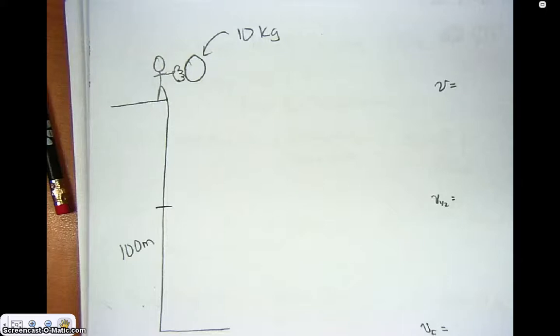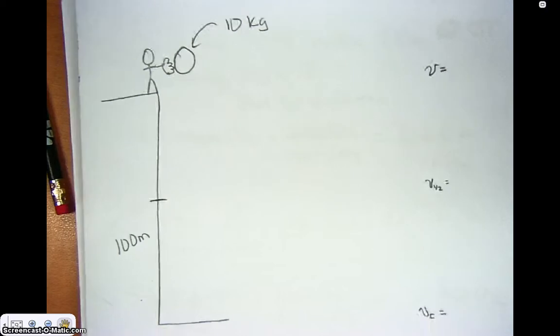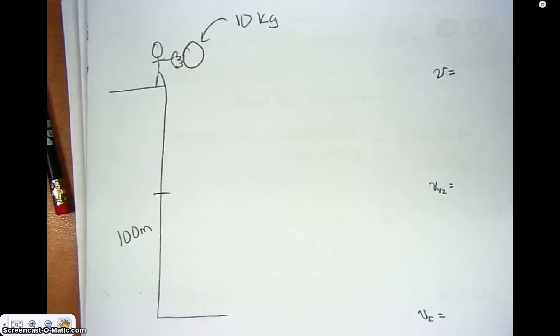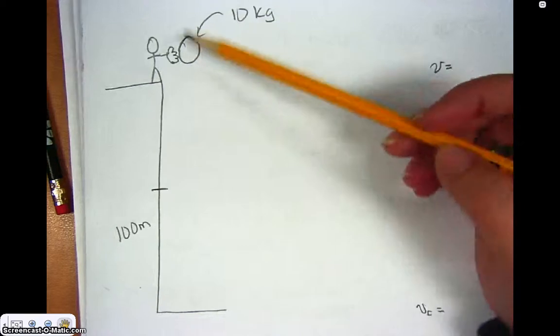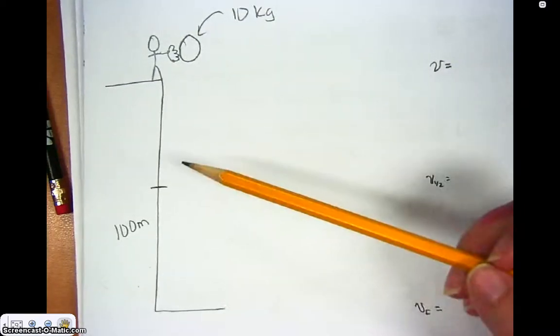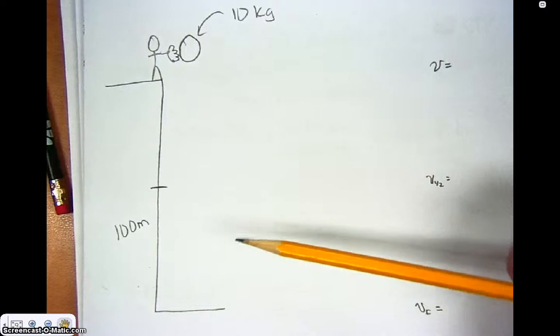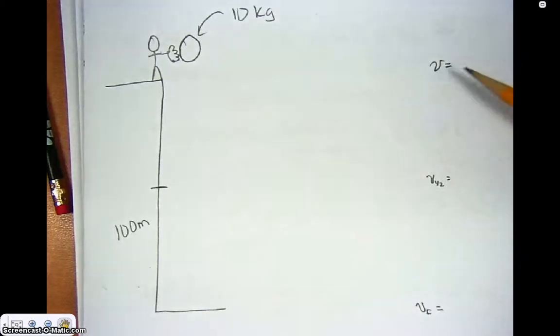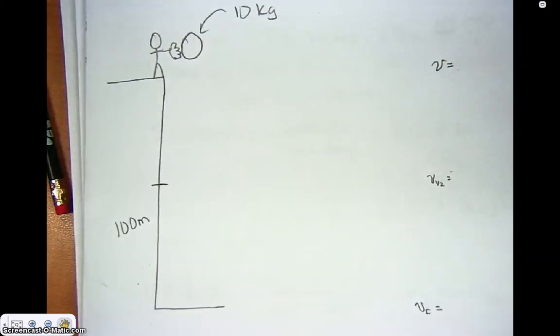Alright, in this video I'm going to do a sample problem involving just a very basic conservation of energy equation. So let's say that I'm standing on top of a cliff and I have a ball and I want to drop it to the bottom. The cliff is 100 meters tall, the ball is 10 kilograms, and I want to figure out the velocities at different points, but I'm going to start by talking about the energy at different points.